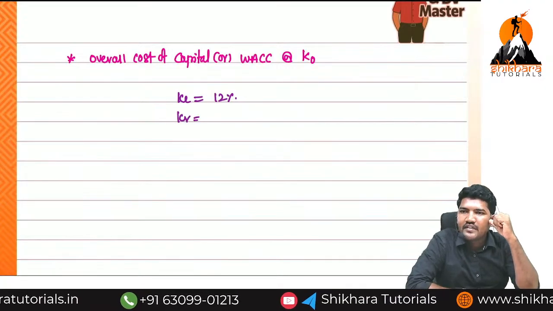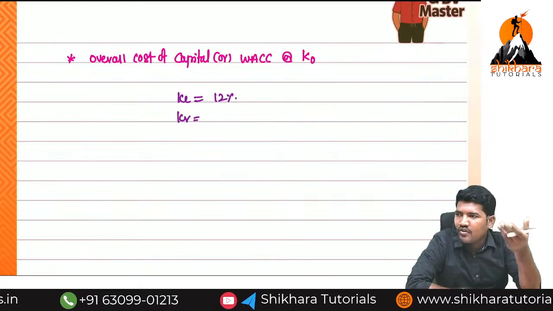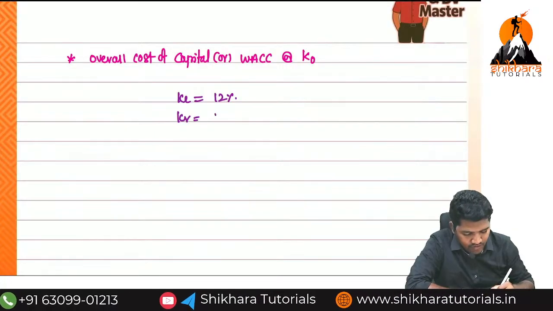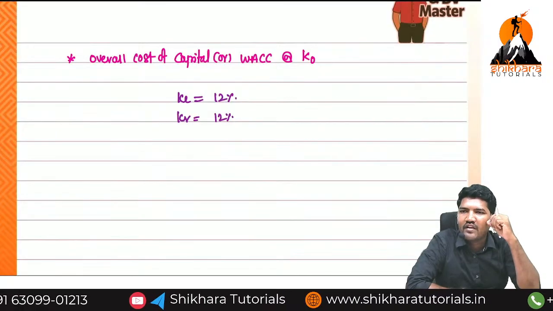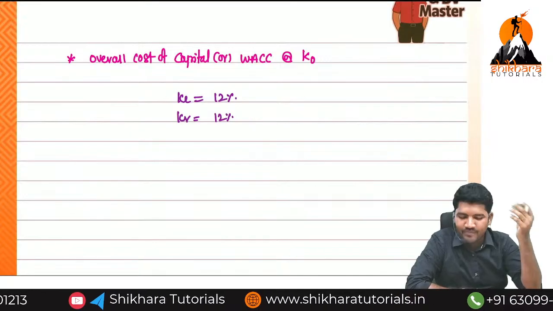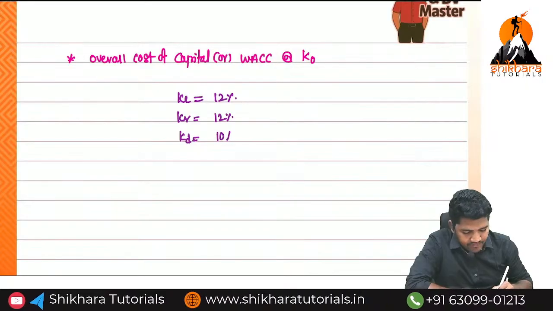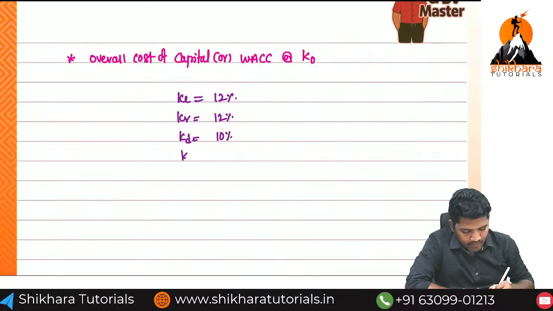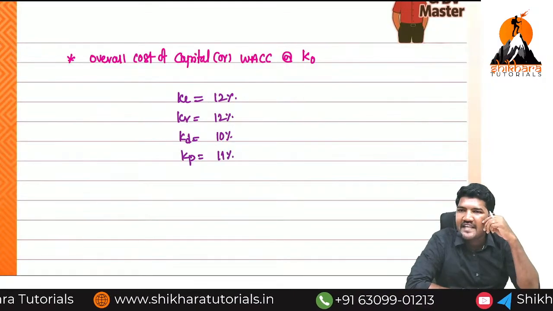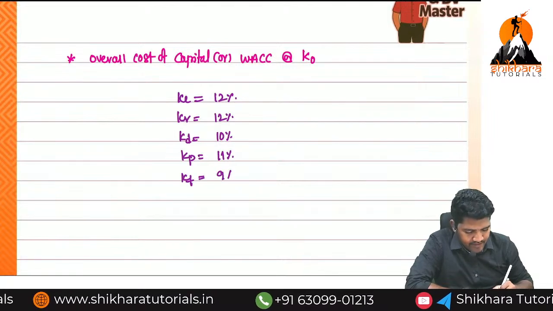What is R? Retained earnings. Whose fund is it? Shareholders' fund. Automatically they will expect the same as equity share capital. That's why here also 12%. Can I use the word KE equal to KR? Why? Because the two funds' owners are the same, the equity shareholders. Now the cost of debenture, KD. They're expecting 10%. Preference shareholders are also expecting 11%. Bank or term loan, KT, for example 9%.